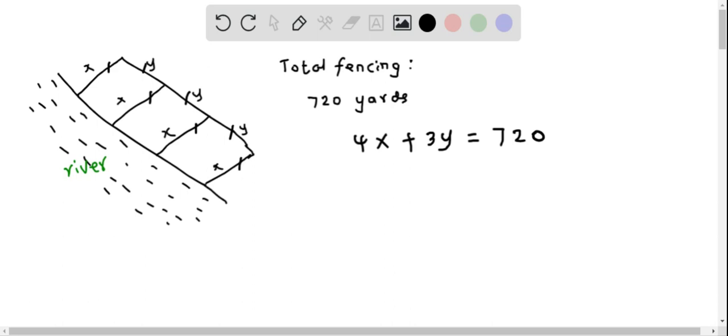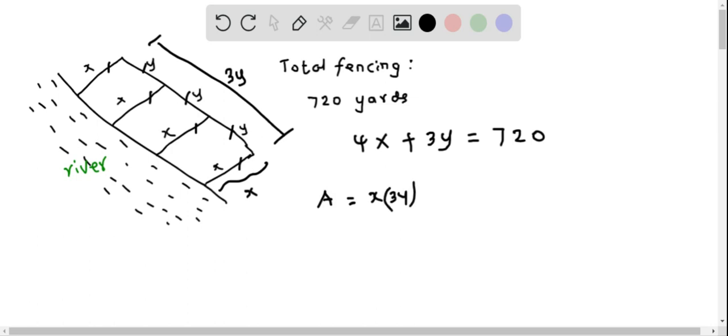Now let's write the area equation. The total area of this complete rectangular enclosure is width times length. We say that this is the width, x, and the length is 3y. So x times 3y represents the area. I'm going to write this as A equals x times 3y.